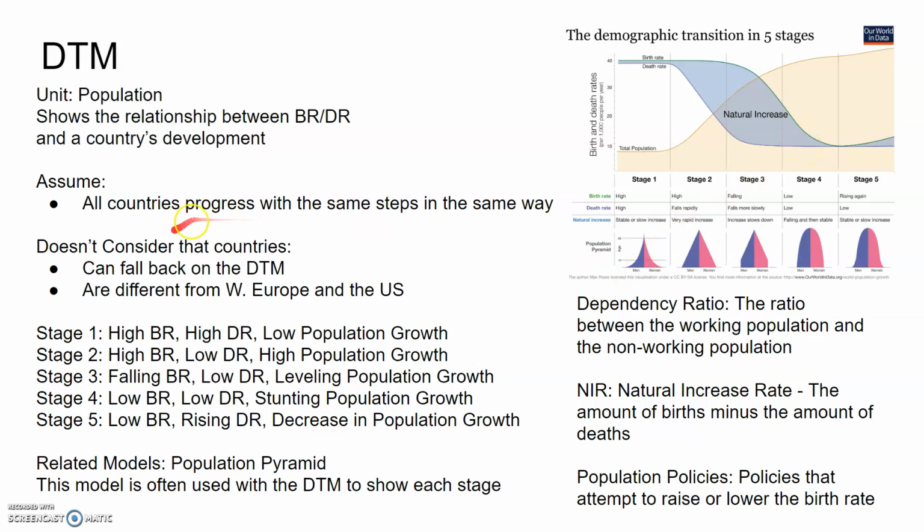And one thing that this model doesn't consider is that people can fall back on that model. So countries like, let's say, China or Russia, they can fall back in their stages of development because of something that happens economically or socially. And this just assumes that all countries progress in the same way when in reality they don't.